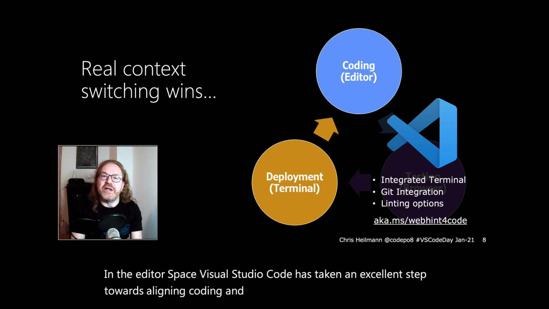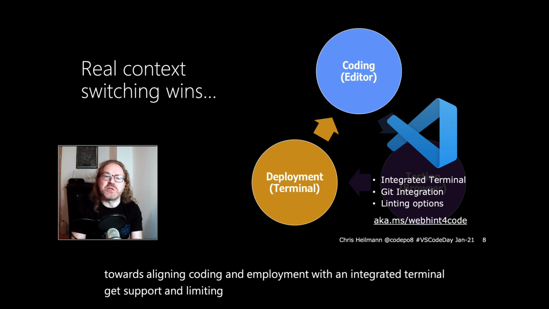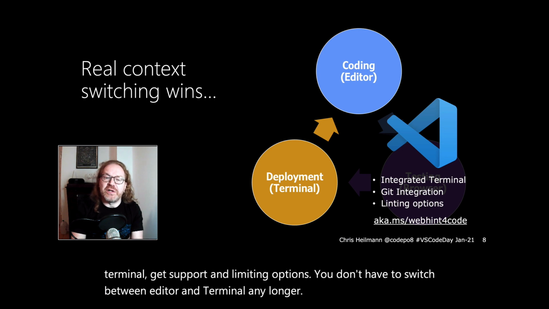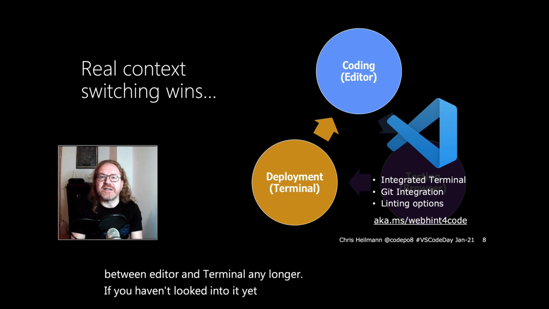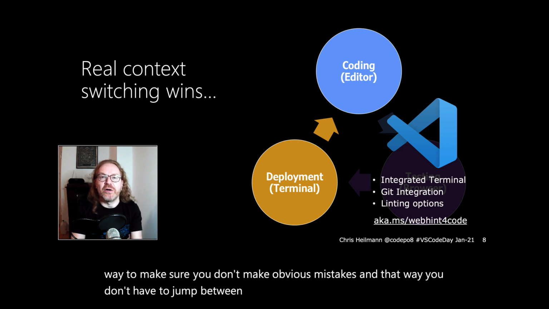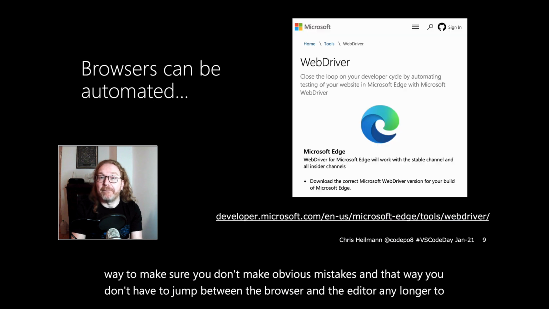With an integrated terminal, Git support and linting options, you don't have to switch between editor and terminal any longer. If you haven't looked into it yet, the Web Hint extension is an excellent way to make sure you don't make obvious mistakes, and that way you don't have to jump between the browser and the editor any longer to see what you've done wrong.